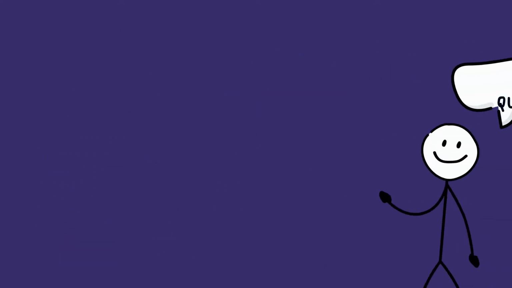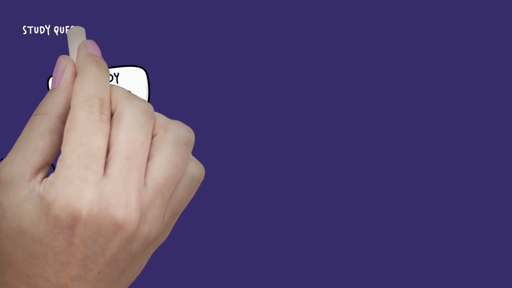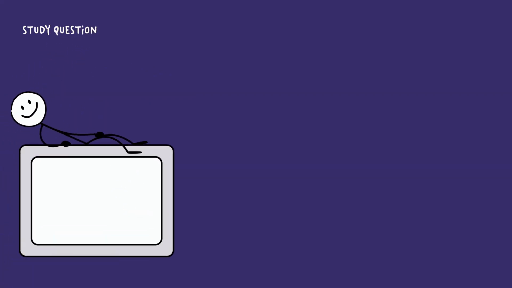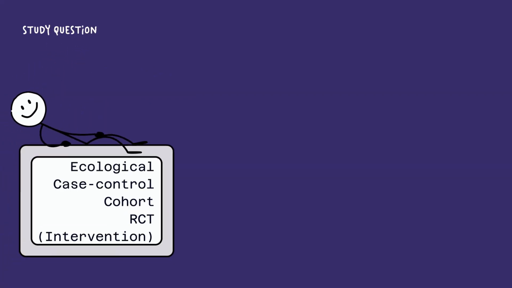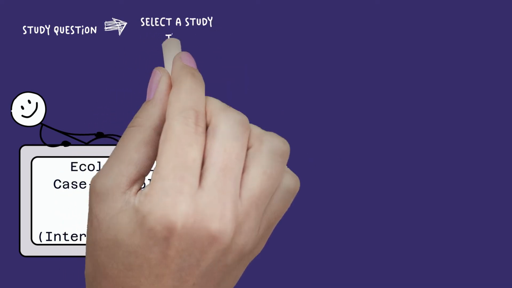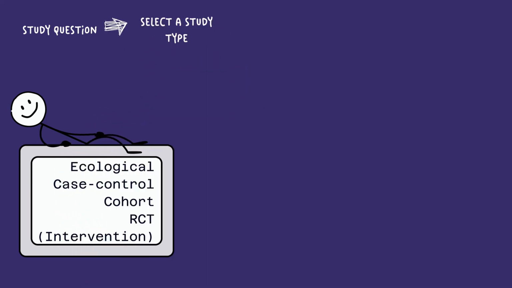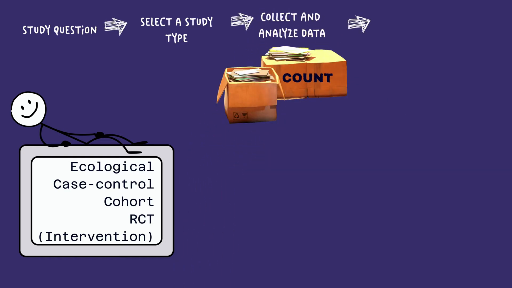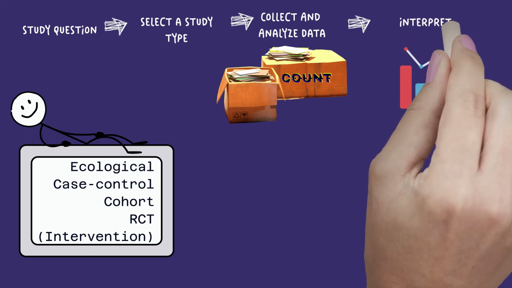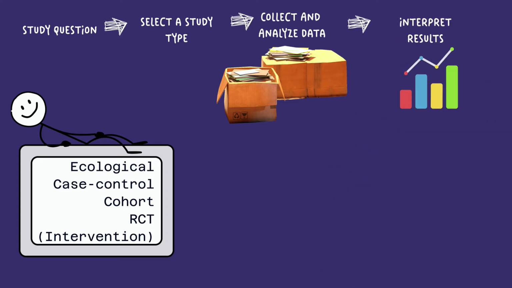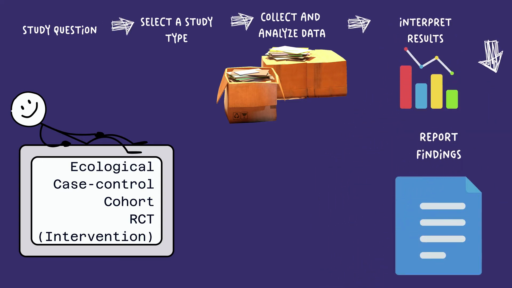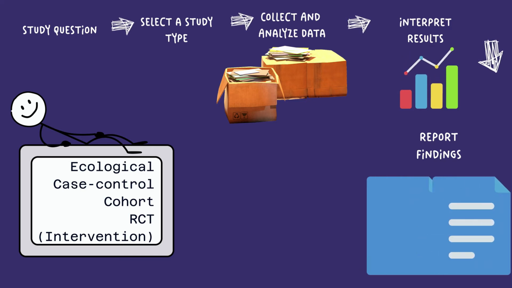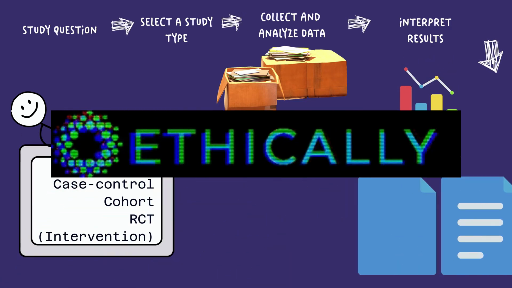So the first thing to do in any study is to have a study question. What are we trying to find out? Then we need to figure out the best type of study that would help us answer the question. Once we have decided on the study type, we need to do the study, collect and analyze data using a suitable statistical method. Then we need to interpret the result to make sense of it all. And finally, we need to report the result of our study. And most importantly, all studies need to be done in an ethical way.